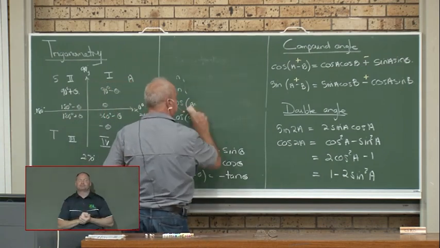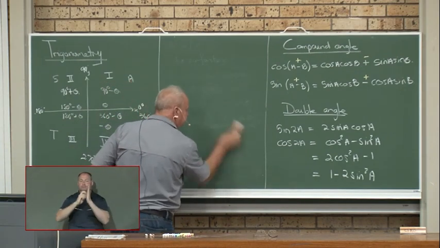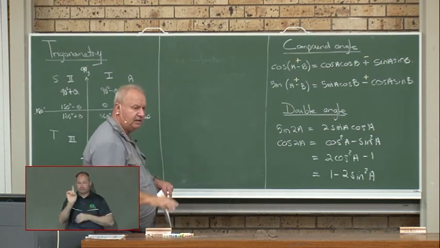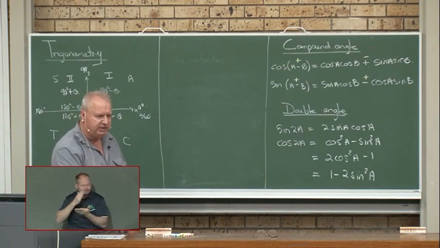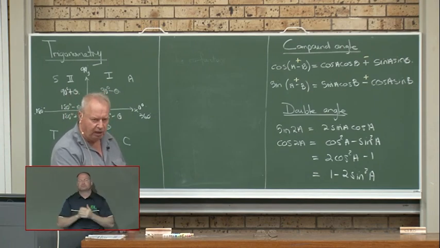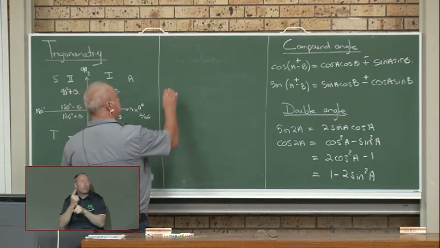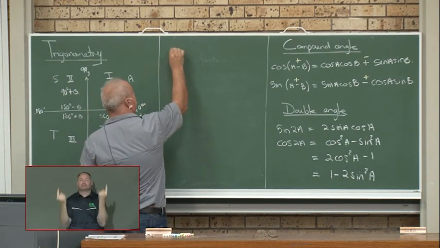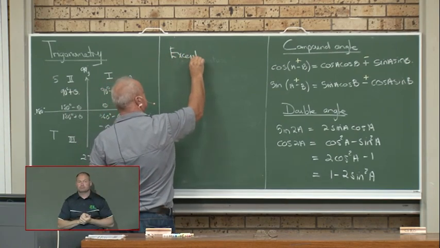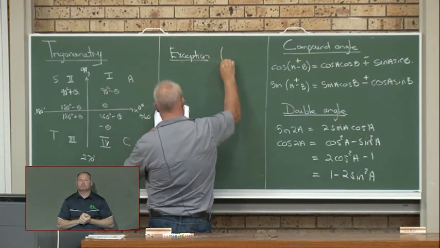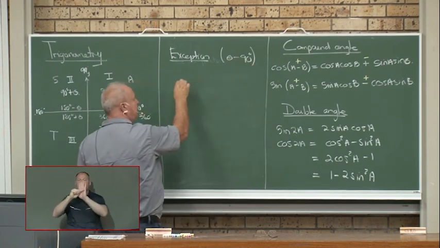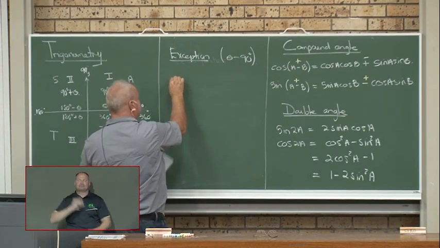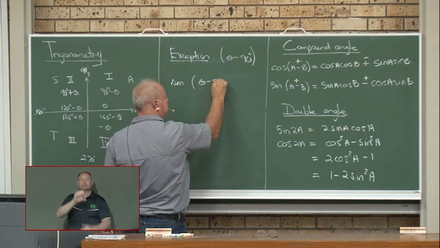The exception to the rule is the following. Now people take note, you're going to get this, guaranteed. 5 to 7 marks in every single exam from now on until November, including November. All right, have a look. The exception to the rule is, if I've got theta minus 90 degrees. Right, people, here we can say, this here becomes the sine of theta minus 90 degrees.